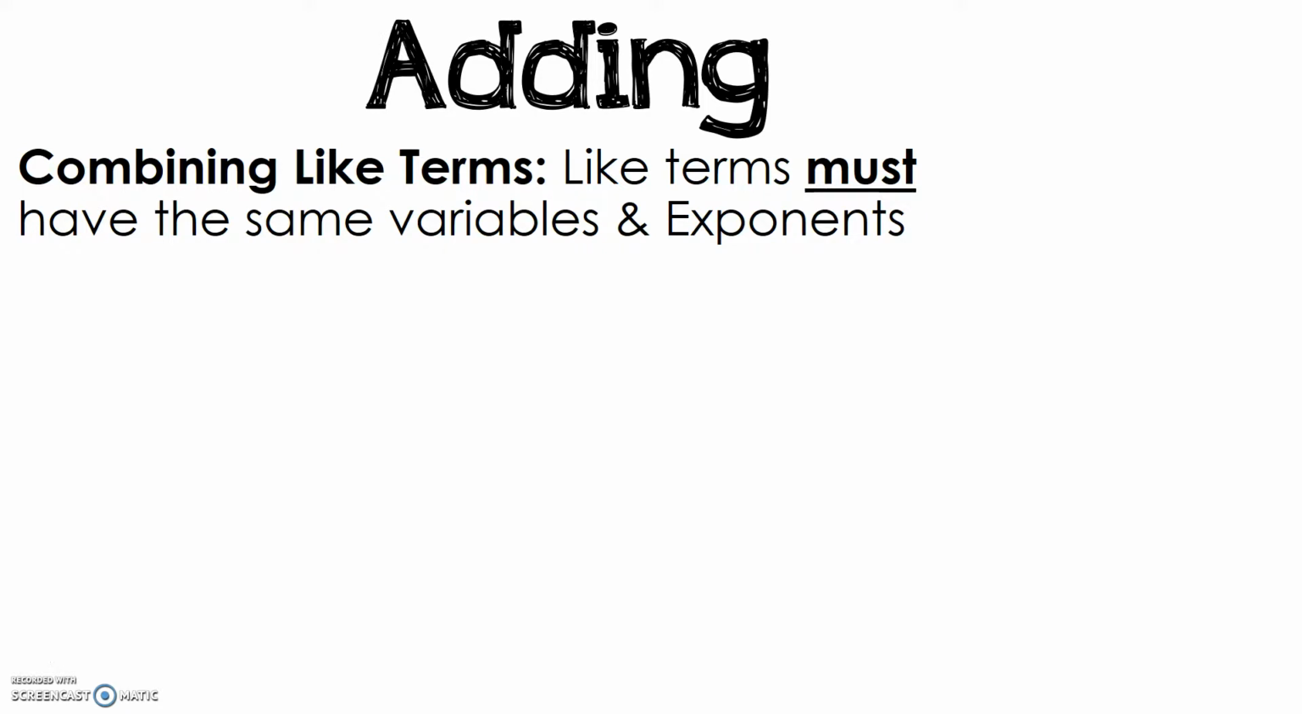Now, something that we're adding on with like terms is that not only must they have the same variable, but they must have the same exponent. That's what it means to be like terms when we're working with polynomials and especially combining monomials.